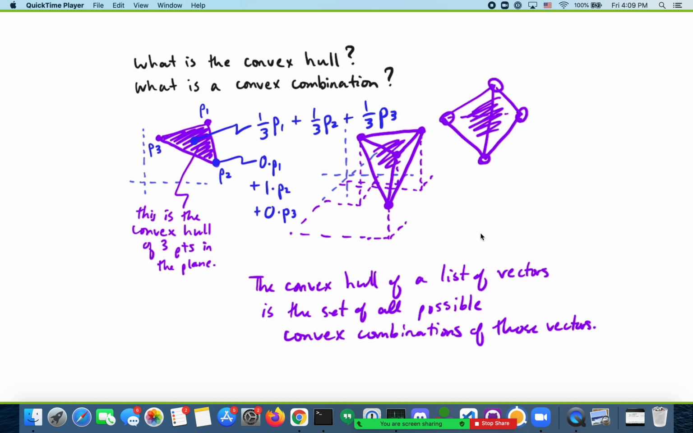Let's take this point here. It's sort of halfway between P2 and P3. And let's write it as a convex combination. I'm claiming that it's 0 times P1 plus 1/2 of P2 plus 1/2 of P3. And again, the coefficients add up to 1. This 1/2, 1/2, and 0 add up to 1.